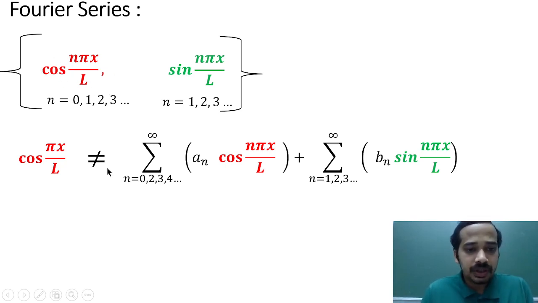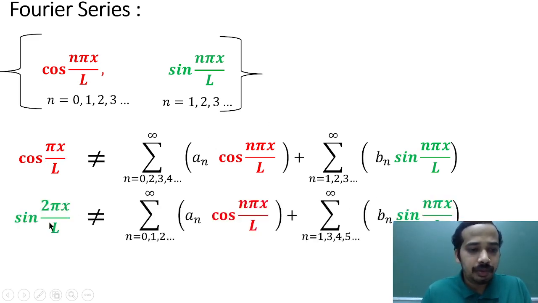Any one of these functions cannot be written as a linear combination of any other function in this set. We can see here, cos(pi x/L) cannot be written as a linear combination of any other function in this set. Similarly, sin(2 pi x/L) cannot be obtained by a linear combination of any other functions in this set.